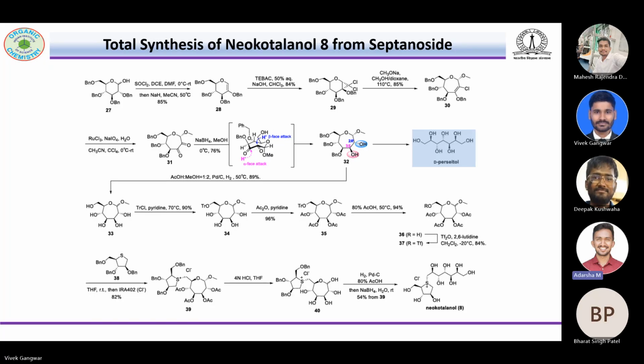Wherever the photosynthesis kind of a thing. How did the exact 39 reaction happen? Is it just a nucleophilic substitution of the triflate group? 37 to 39. This acts as a leaving group; here R is equal to Tf, that's OTf. It is just a nucleophilic substitution reaction. Then what is this IRA402? This is an ion exchange resin, chloride. Okay, so from that resin, Cl minus will come, because they want to replace this OTf.